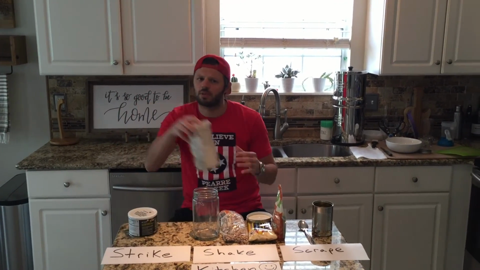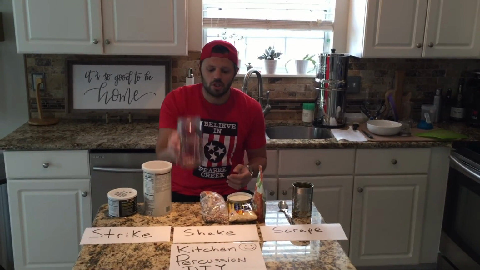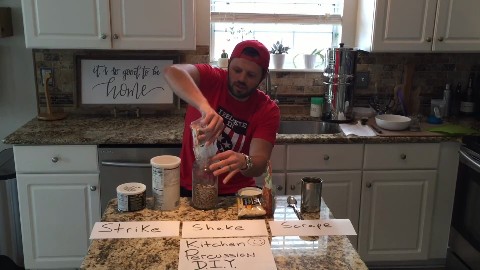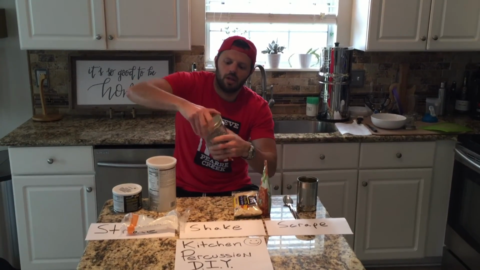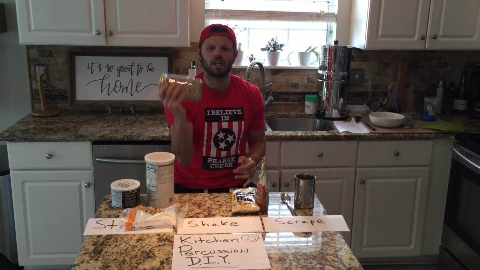That's pretty easy. You can find something like this, some oats maybe. Next, to shake, get an empty jar. You can use either beans, rice, or seeds. Fill the jar like so. Put the lid on it. Make sure it's good. Be careful. And shake it, shake it, shake it.